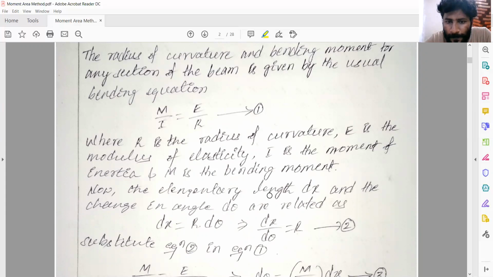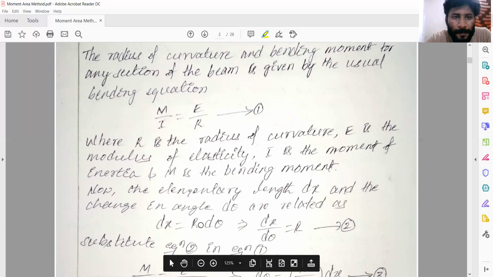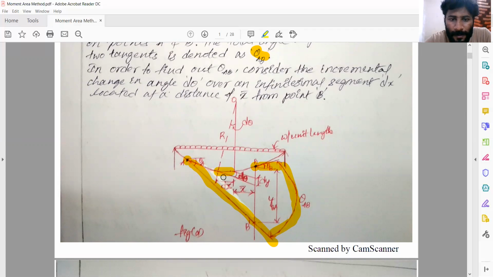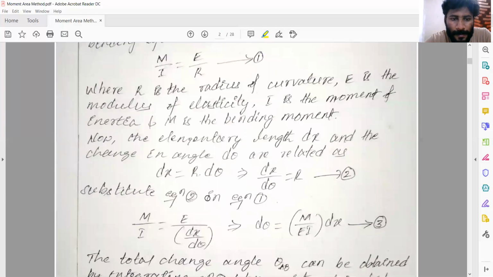Now the elementary length dx and the change in angle d theta are related as follows. Here I have taken the elementary length. We know that the length of the arc s is equal to r theta. So in place of s, dx is there. So dx is equal to r into d theta. That's what is written here: dx is equal to r into d theta.